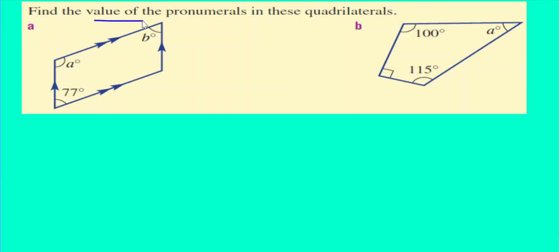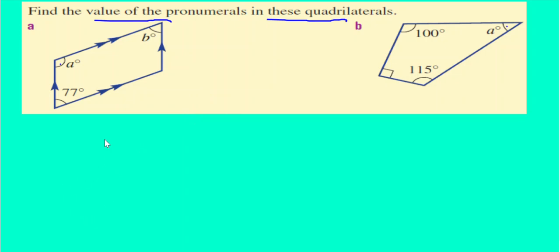Find the value of the pronumerals in these quadrilaterals. I want you to again pause the video and come up with an answer for these angles. So angle A over here and also angle A over here. Show your working out, pause it, and let's see what you come up with when you get back.